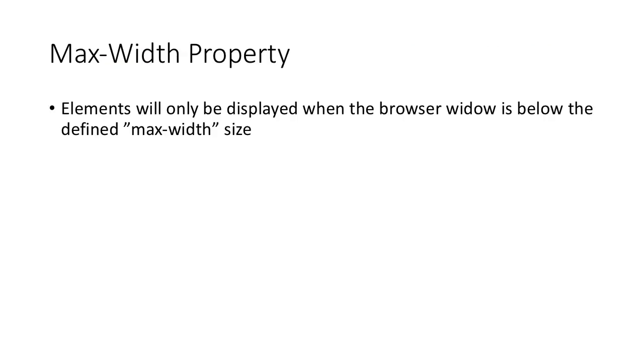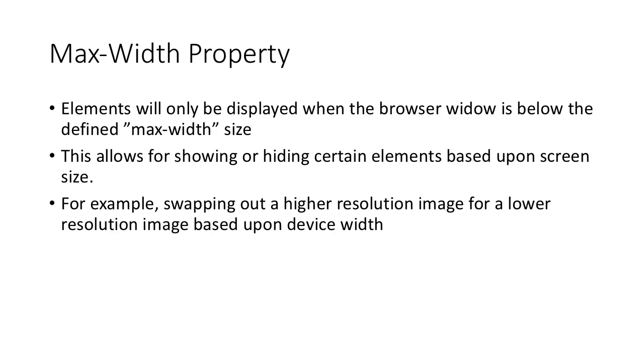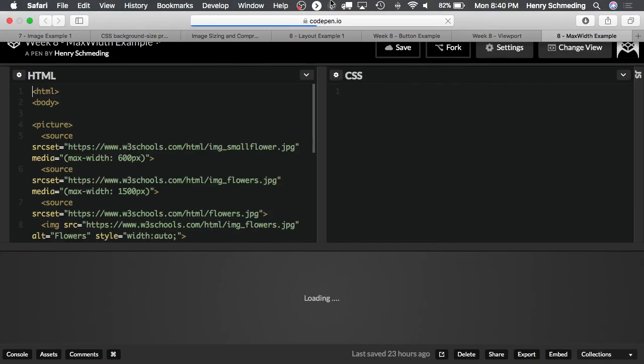So the max width property: elements only display when the browser window is below the defined max width. So this lets you pretty much hide and show elements based on the size of the screen. One example you can use this for is to swap out a high resolution image when you're on a desktop browser versus a lower resolution image when you're on a smaller device. And then I have a pen here that shows that example.